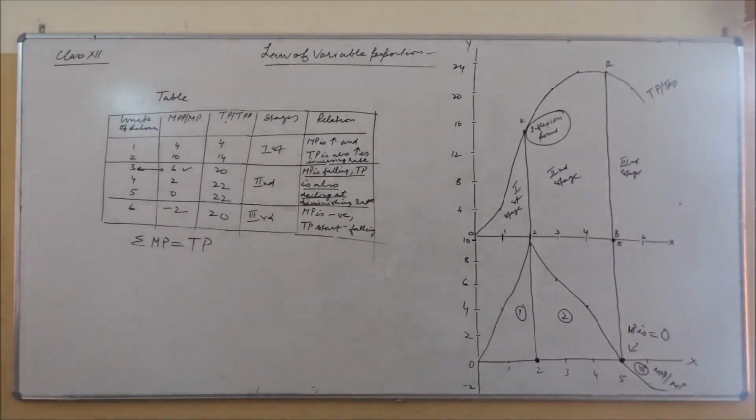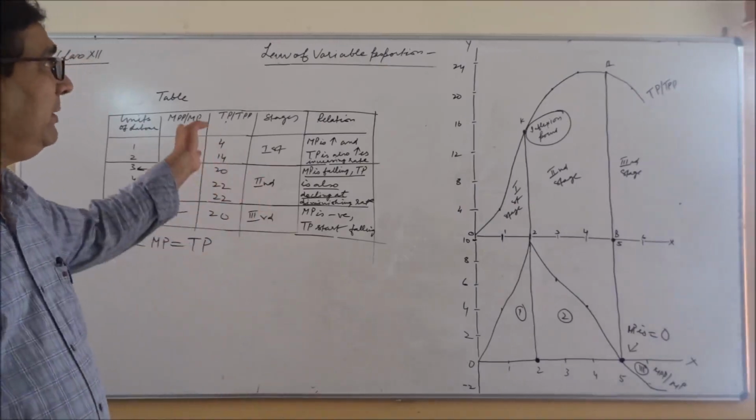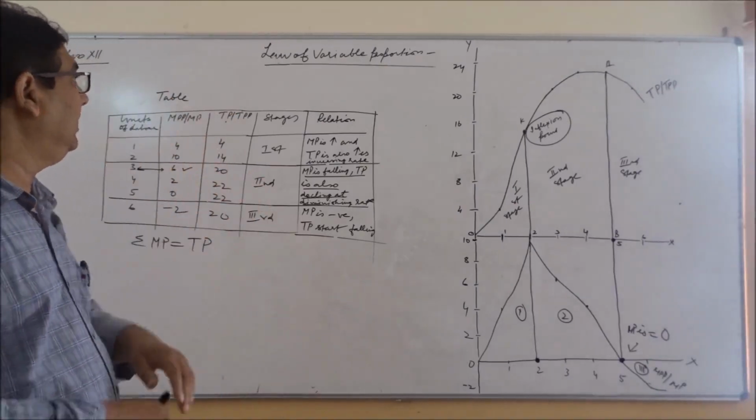So these are the 3 stages of the law of variable proportion, or law of variable proportionality, you can also call it the law of variable ratio. So thank you, my dear student. Your chapter 5 is complete, right?